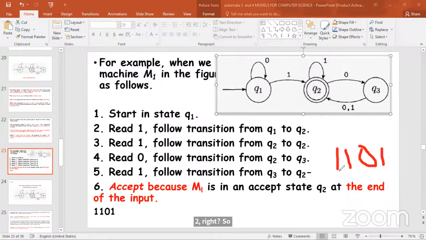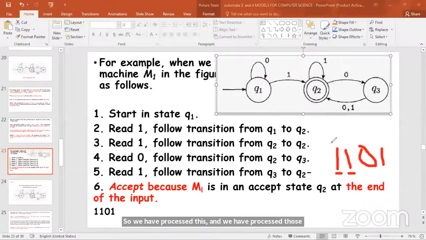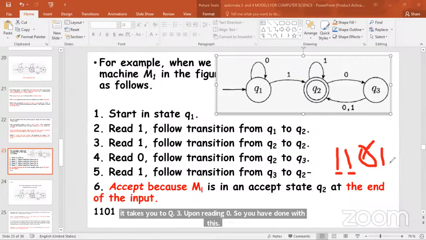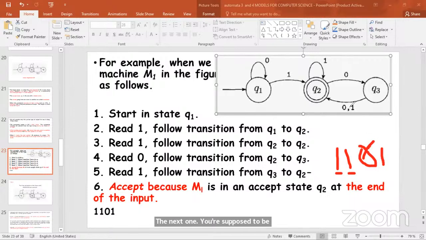So we have processed the first 2 inputs. You are still at Q2. The next one you are supposed to read is 0. This 0 takes you from Q2 to Q3. So read 0, follow the transition from Q2 to Q3. It takes you to Q3 upon reading 0. You are done with this. The next one you are supposed to take is a 1. It takes you back to Q2. So read 1, follow transition to Q2.